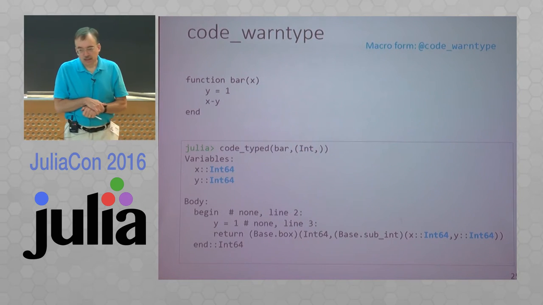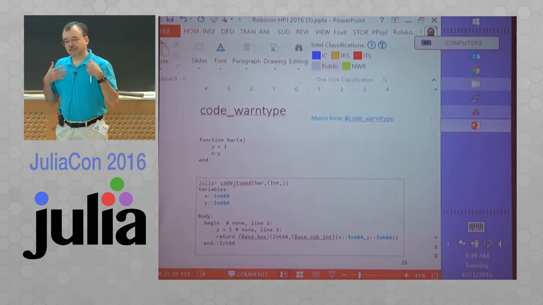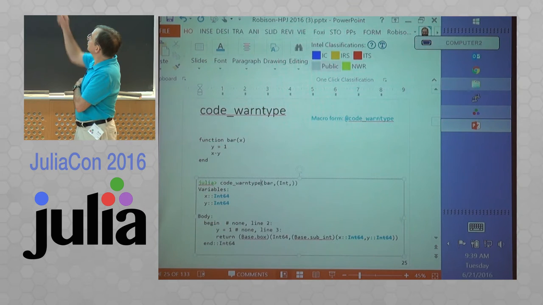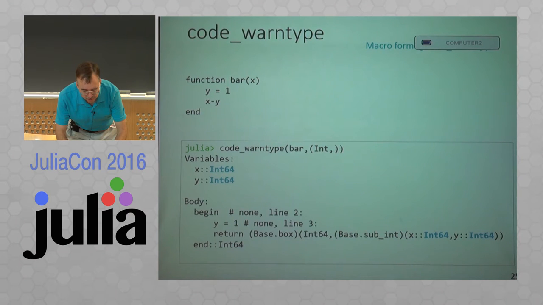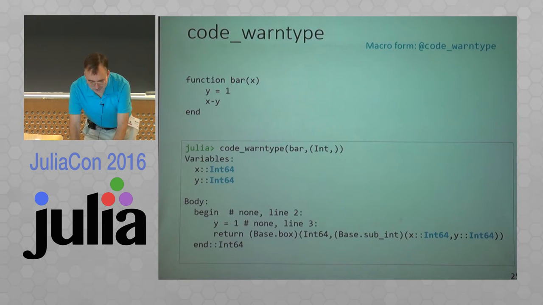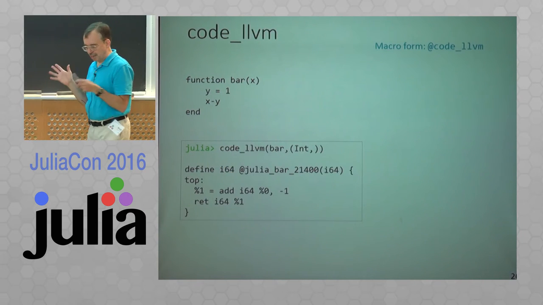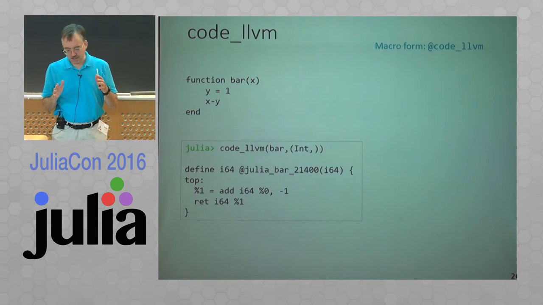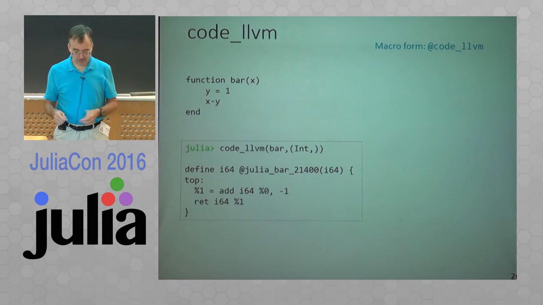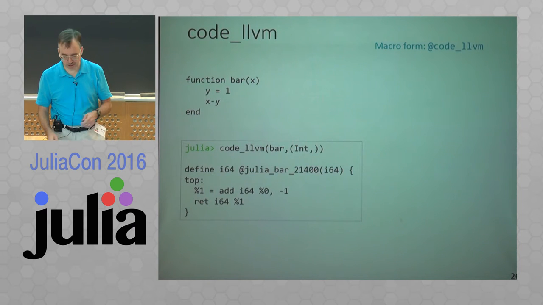Okay, code_warntype will dump the code. It's like code_lowered, only it dumps the code and the types that have been deduced for the various pieces. Now, for example, here, I asked for, there's a cut and paste error on this slide. That one I really want to fix. code_warntype prints the types that have been deduced for the pieces. And I'll show some other examples where code_warntype points out, by either capitalizing or using a different color, the things that are of a deduced type that will make things run slow.